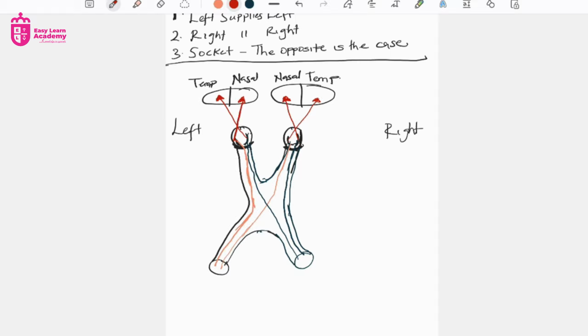Rule 3 says once it gets to the socket, it goes to the opposite side. It doesn't stay on the same side. So the pathway on the right will go to the left, which is the nasal part, and vice versa. Does everybody understand this? Who's struggling with this?